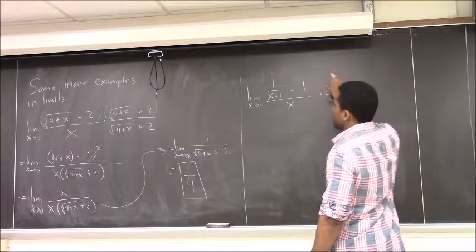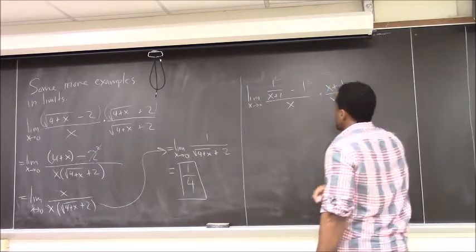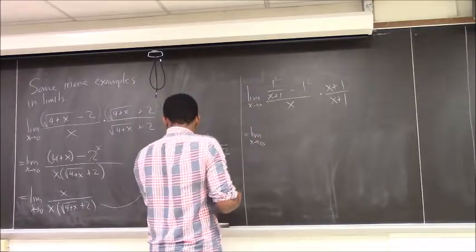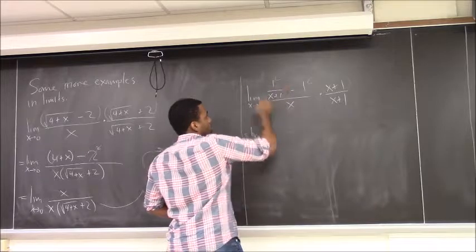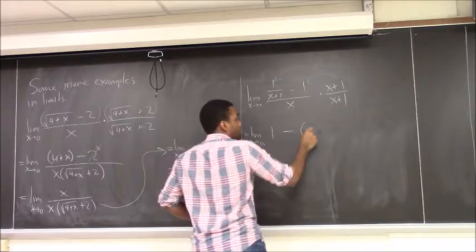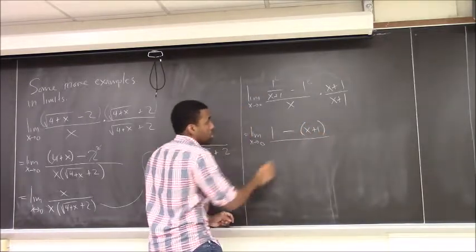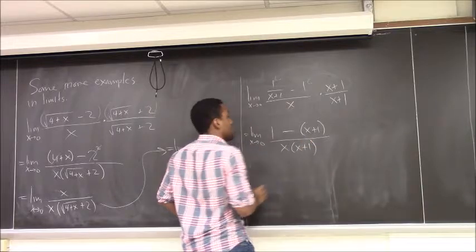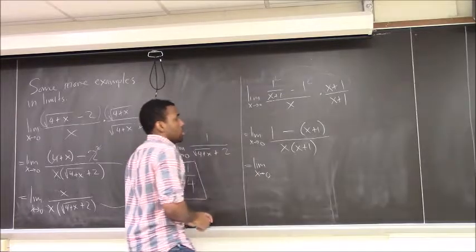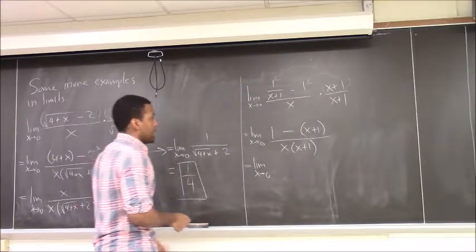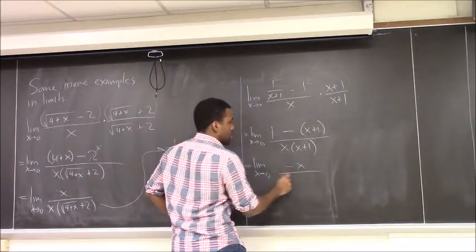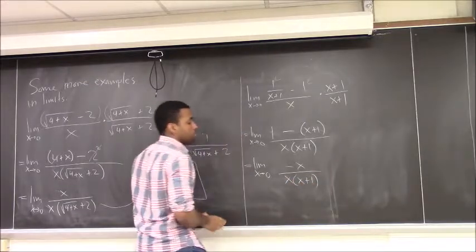I'm going to take that guy, distribute, multiply each of those. X plus 1 times 1 over x plus 1, the x plus 1's cancel, minus this times 1, put that guy in parentheses, because that's going to be important, and the denominator is that. Now we can again simplify this 1 minus 1, so that goes away, and so I have negative x in the top, x over x plus 1 in the bottom.